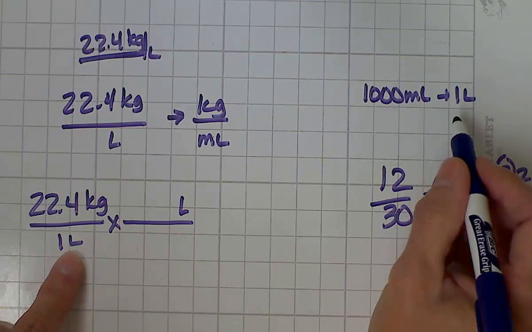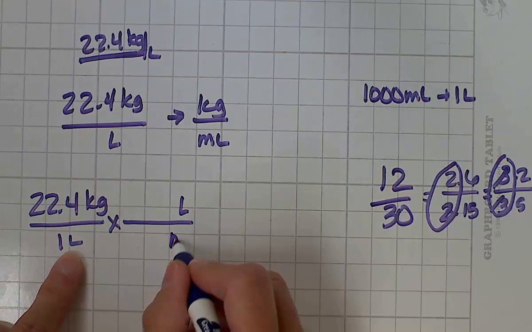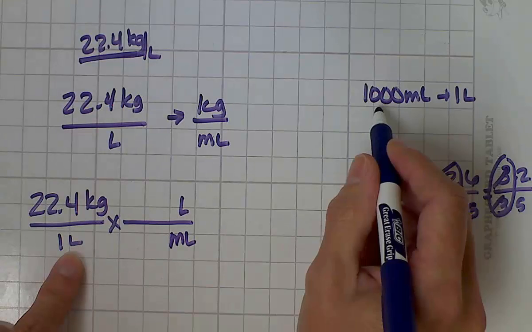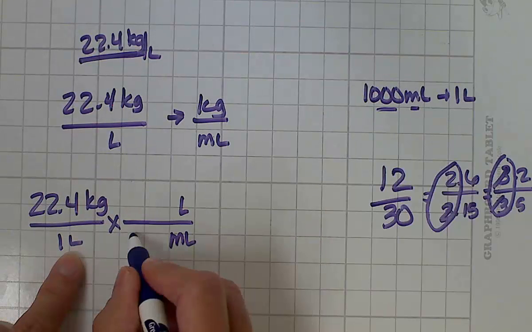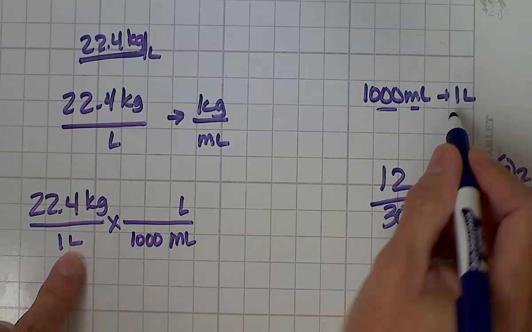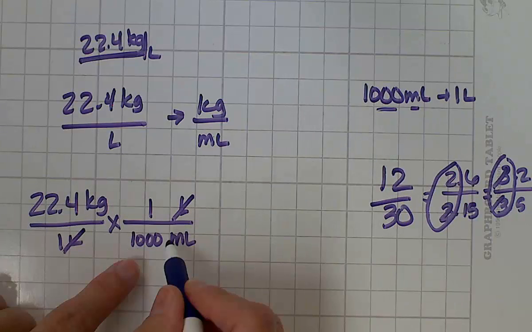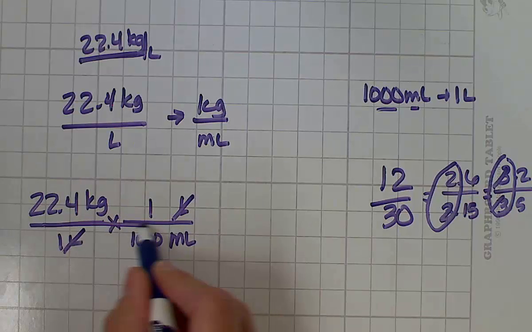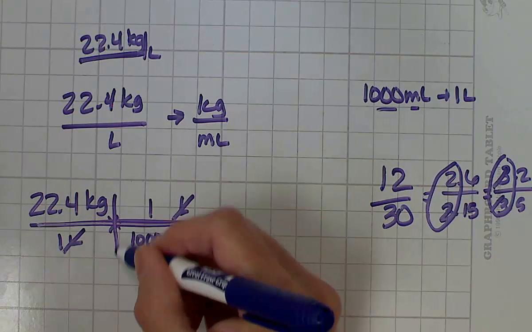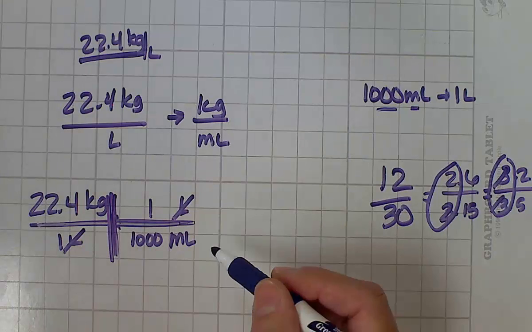And liters and milliliters are what I have in my conversion factor. So the 1,000 is next to the ml, and the 1 is next to the L. The L's cancel out, and I'm left with kilograms per milliliter. If I make this a straight line, and I go like this, that should look a lot like the ladder that a lot of teachers teach with.